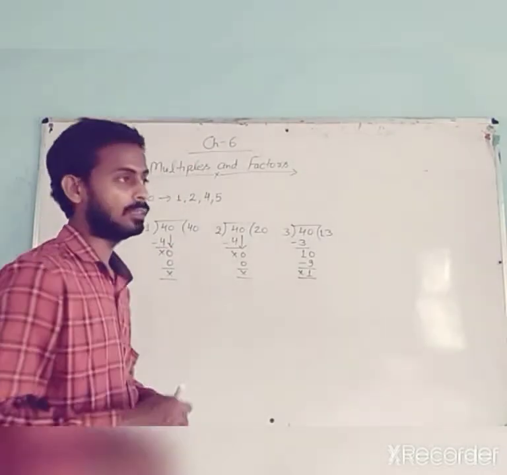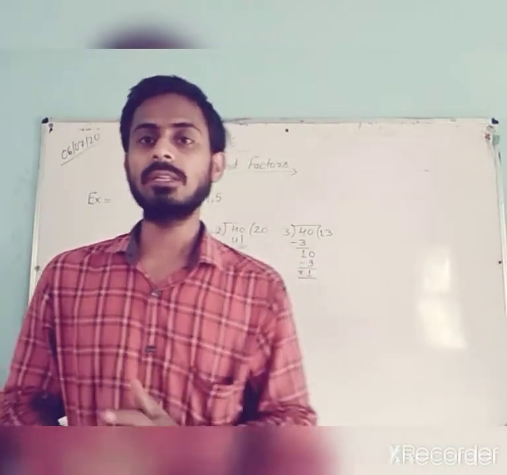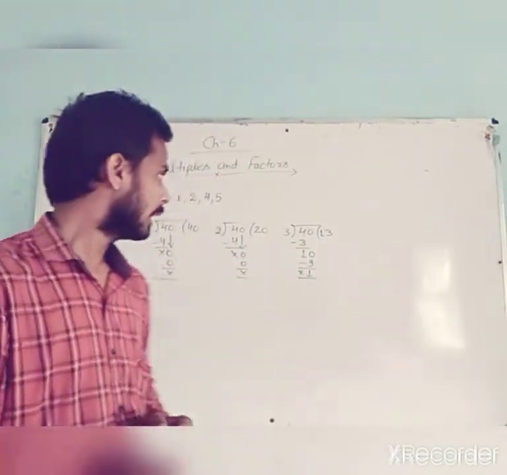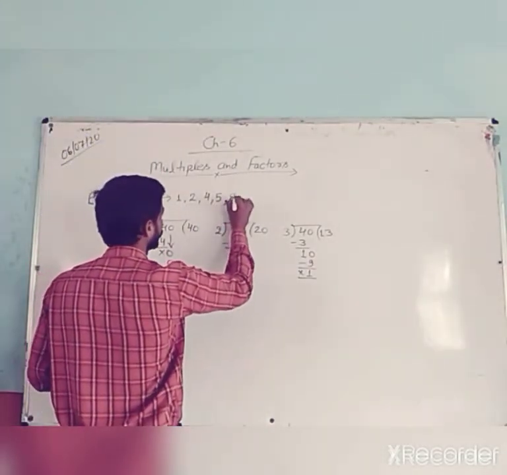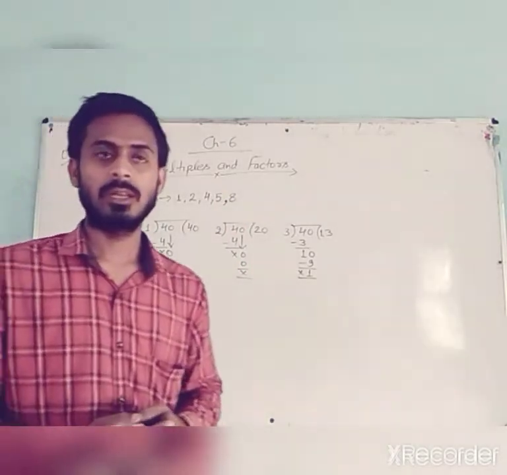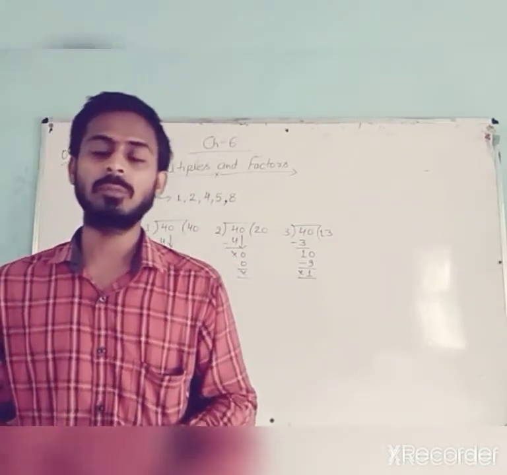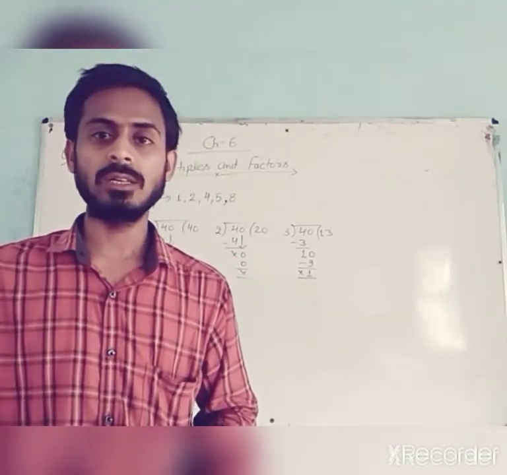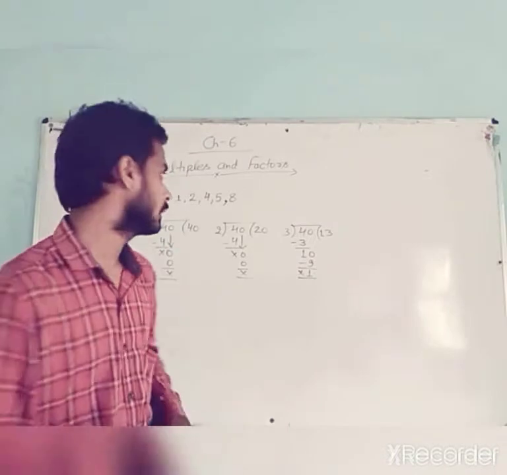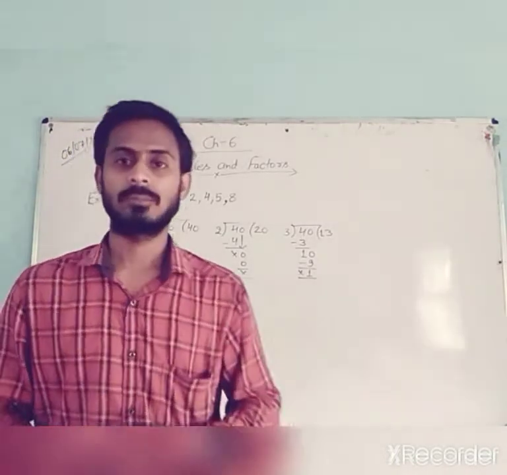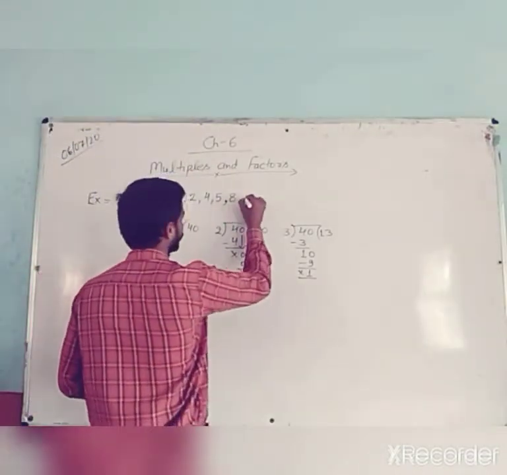Now try 7. 7 5s are 35. 7 6s are 42. Again 7 is not a factor of 40. Next 8. 8 5s are 40. So 8 is a factor of 40. Clear? Now next 9. 9 is not a factor of 40 because 9 5s are 45 and 9 4s are 36. That is why 9 is not a factor of 40. Now 10. 10 4s are 40. That is why 10 is a factor of 40.